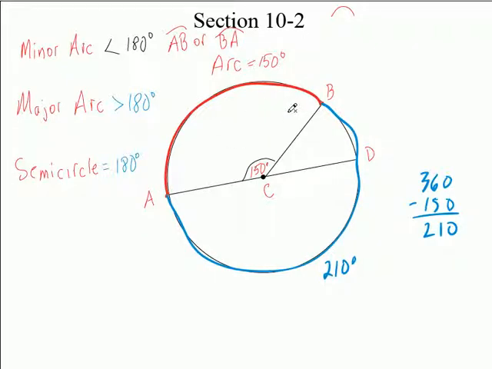Now with a major arc, it's a little bit different. If I wanted to talk about this blue arc, could I just call it AB? No. Because look, that goes from A all the way to B, doesn't it? Could I call it BA? No. Because remember, a minor arc uses 2 points. So what do you think we need?